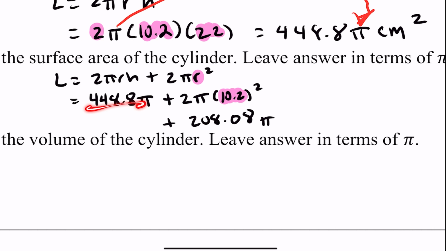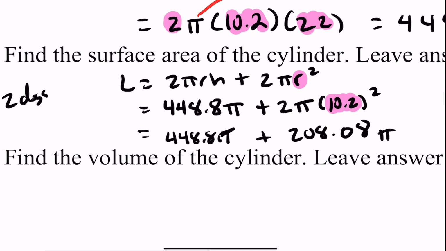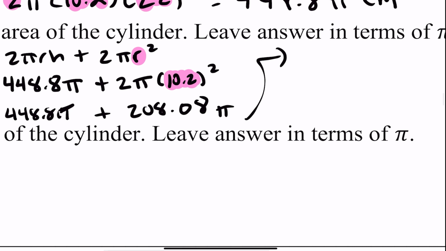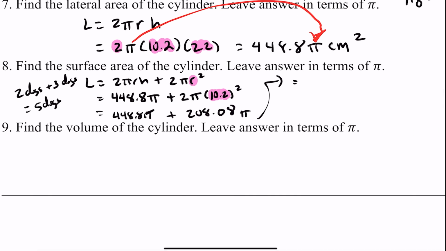And then we're going to bring this down: 448.8 pi. Now, look at this. You got 448.8 pi plus 208.08 pi. How many pi's are there? Just think, if you have 2 dogs plus 3 dogs, you're going to say there are 5 dogs in total. So how many pi's do I have in total? That's going to be equal to, oh boy, 2,288.88 pi.